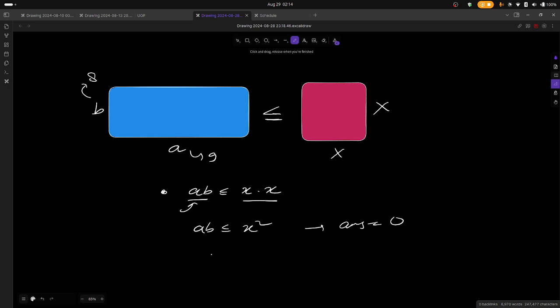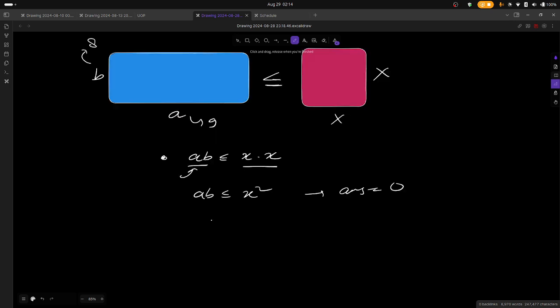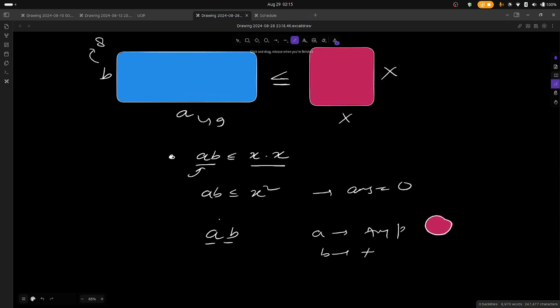So what's the best way? Since we want to minimize A times B, and we can change A into any positive integer and B into any positive integer, what's the least positive integer that we can change into? The least positive integer is 1. So when we change a dimension, we will change it into 1.